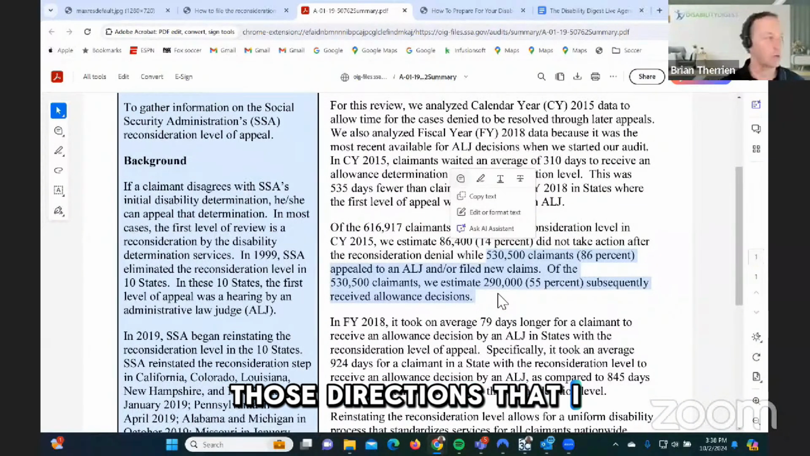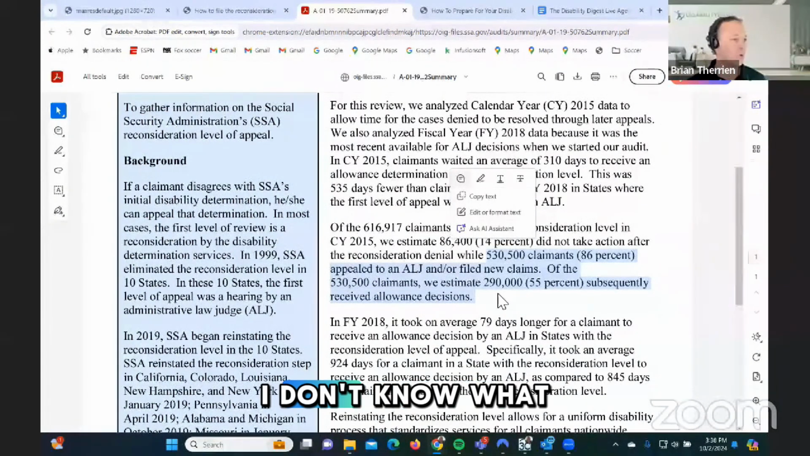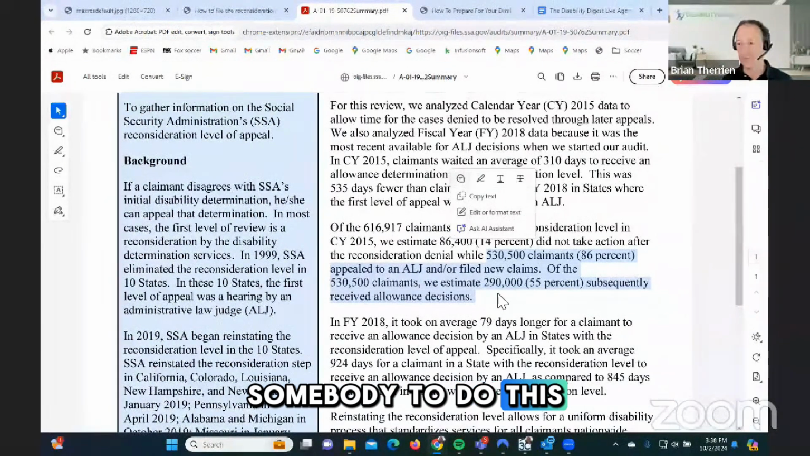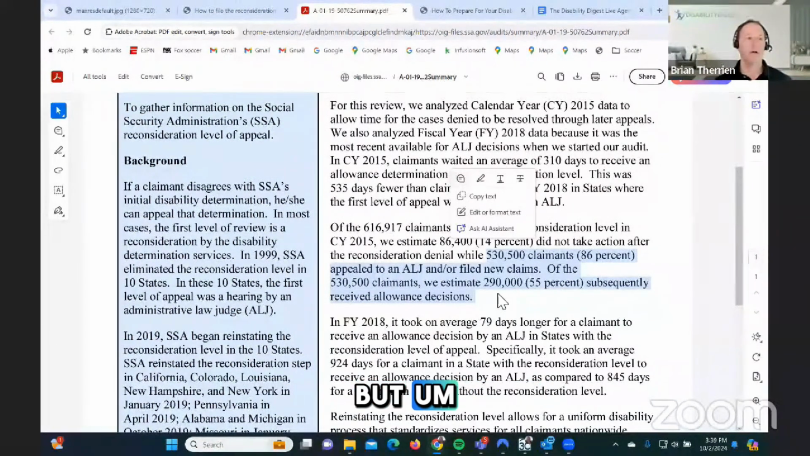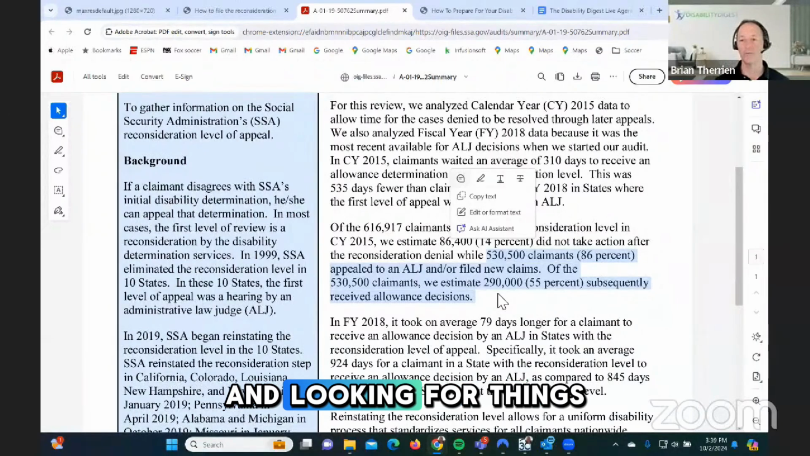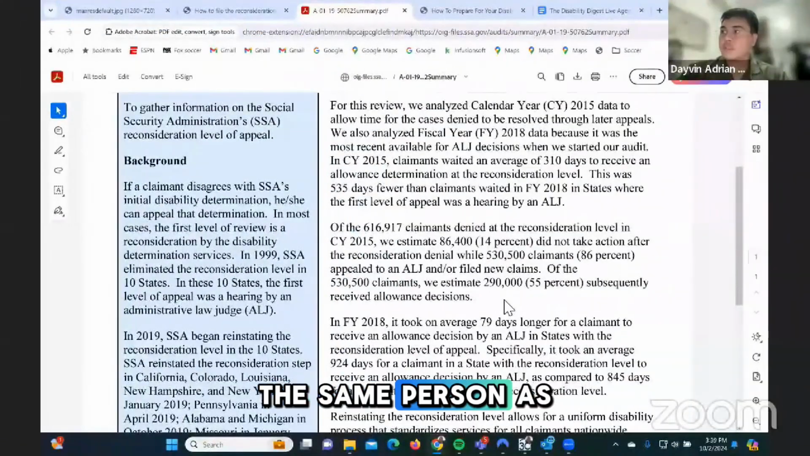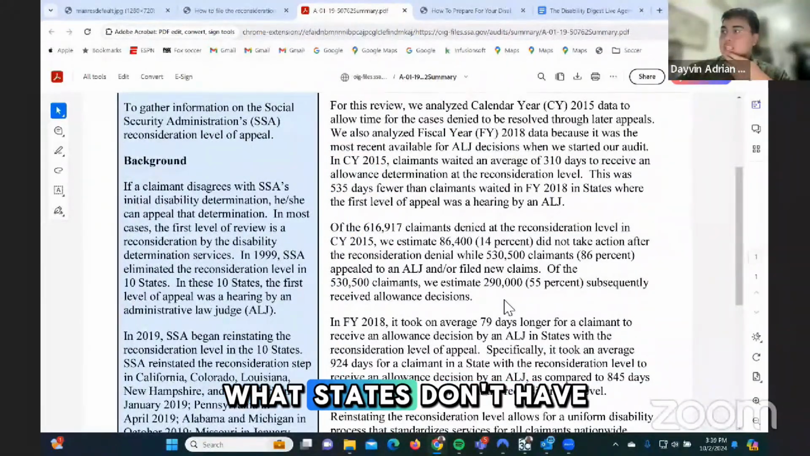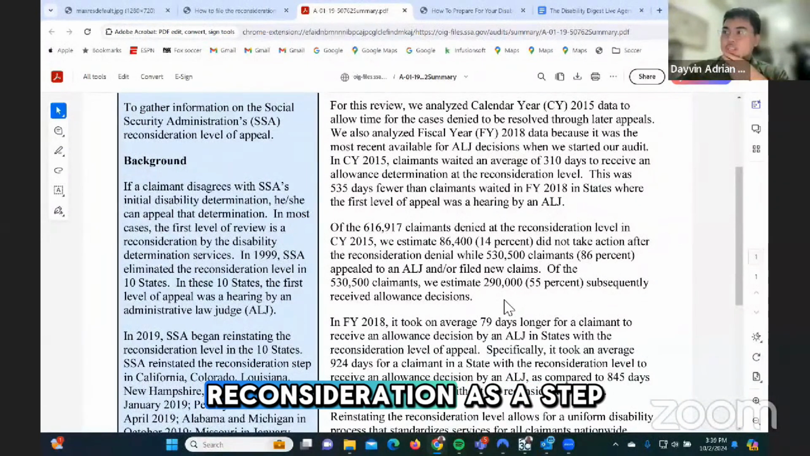Those directions that I showed you, I don't know what it would take for somebody to do this for the first time, but you might be looking at an hour or two of work to get your appeal done and in. And the most amount of it is going to be just getting your statement done and looking for things that were wrong. Well, the same person asks, what states don't have reconsideration as a step?